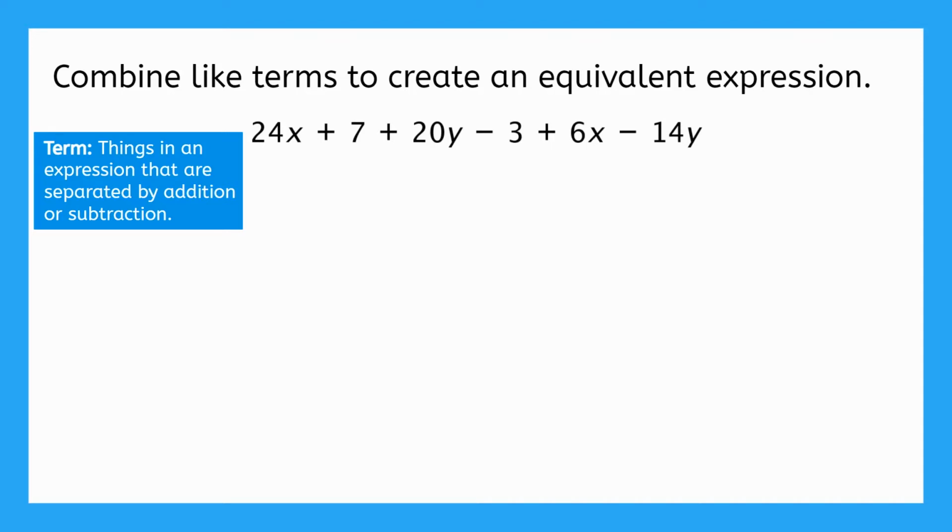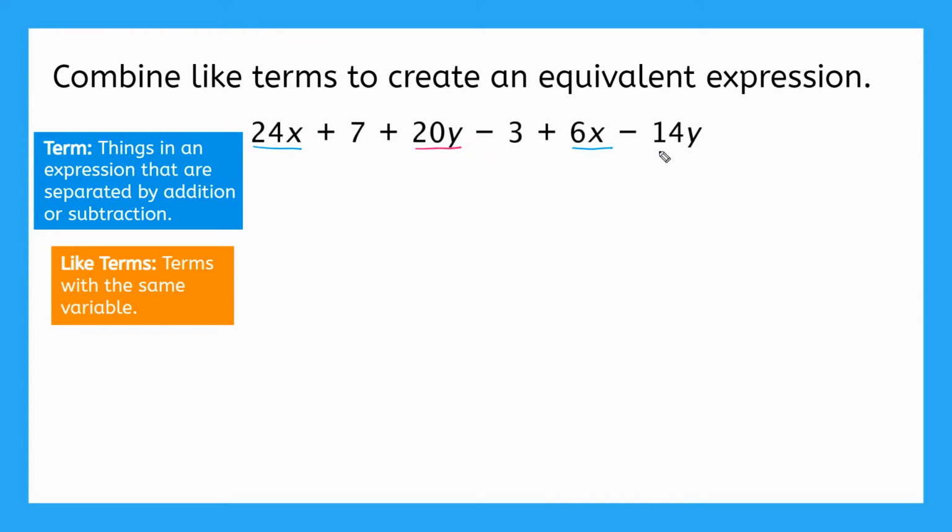Now what about like terms? Those are the terms that have the same variable. Well, I see some terms here with the variable x, this one, and this one here. And I see some terms with variable y, like this one and this one here. And then we have 2 terms, this and this, that don't have any variables. So when we're going to combine these, we'll need to make sure we're only combining terms that have the same variable, or like terms.